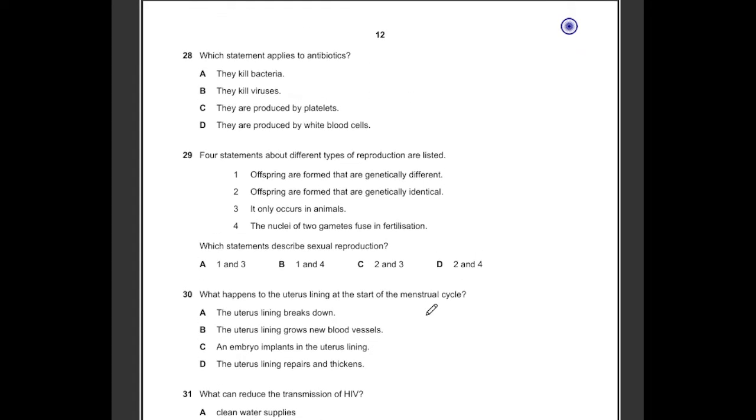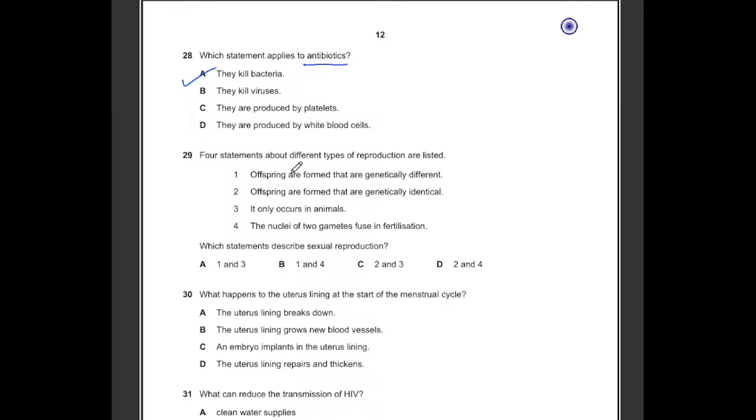Okay, which statement applies to antibiotics? Antibiotics kill which pathogen here? Bacteria, virus? Are they produced by platelets or by white blood cells? Okay, if you know the drugs topic, drugs and diseases, they carry about 2 to 3 marks of weightage here. Antibiotics cannot kill viruses. Fine. Platelets are a blood component, so they don't produce it. Antibiotics, we take them as tablets, right? So are they produced by white blood cells? No. So the correct answer is A, and that is kill bacteria.